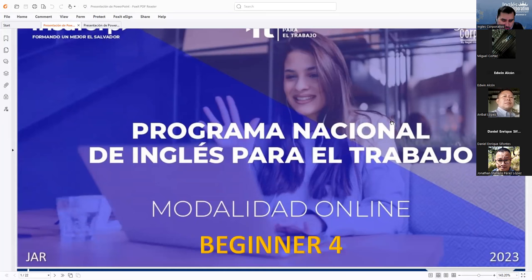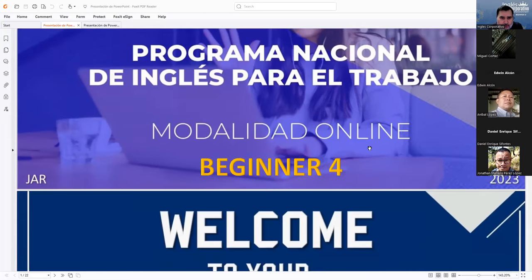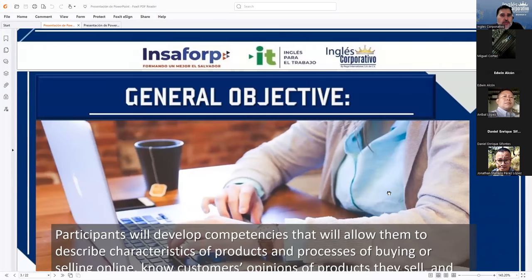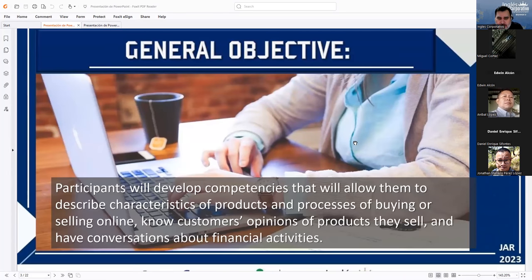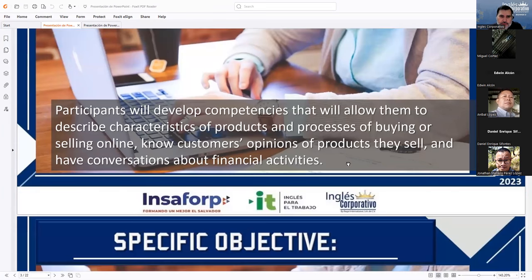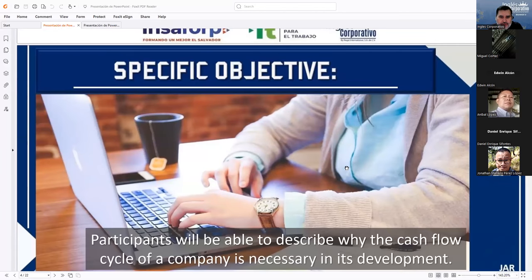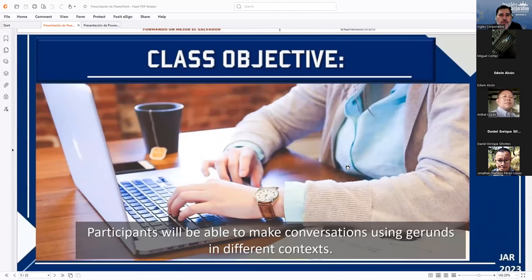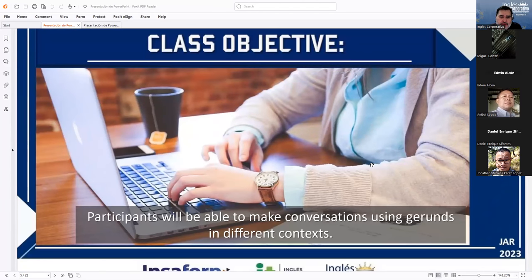This is the English for Work program, Beginner 4. Welcome to your English class. Today is Wednesday, October 11th, and this is class 18, GERUNDS. This is the general objective. This is the specific objective. This is the class objective. Participants will be able to make conversations using GERUNDS in different contexts.